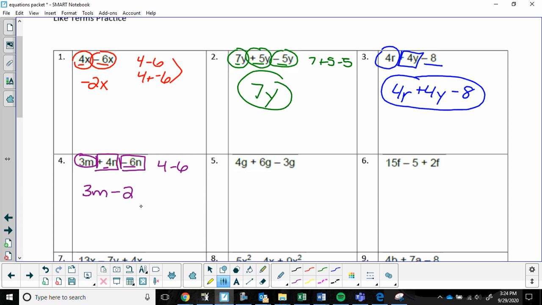You need to bring back in the letter. If you forget the letter, it's wrong. It's a different number. And then we're done. Everything was taken care of. This is your answer. Okay, I believe in class we also did number 5, so let's go ahead.